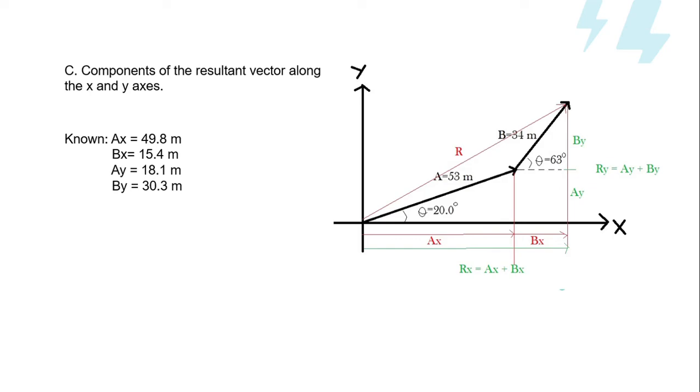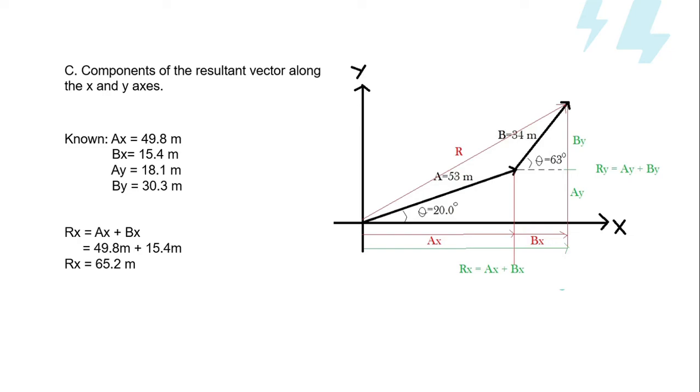Okay, so here we have Ax equal to 14.8 meters, Bx 15.4 meters, Ay is 18.1 meters, and By is equal to 30.3 meters. Rx is equal to Ax plus Bx, all x. It is impossible to look for the resultant vector along the x-axis using the known variables along the y-axis, so it must all be along the x-axis.